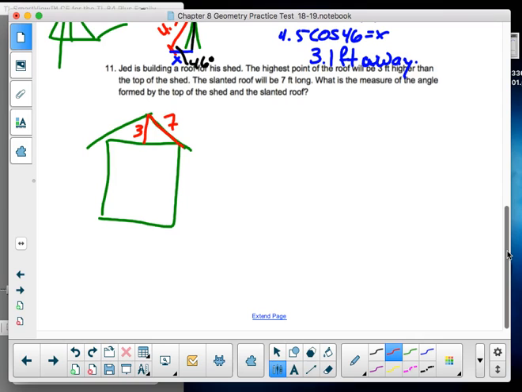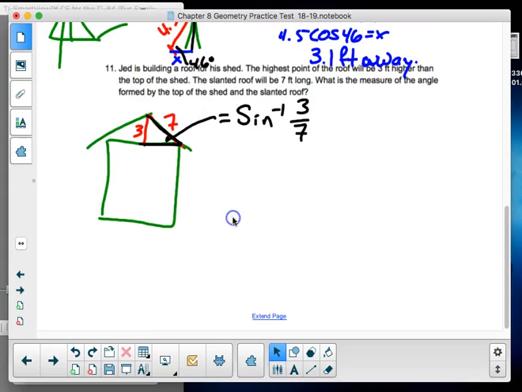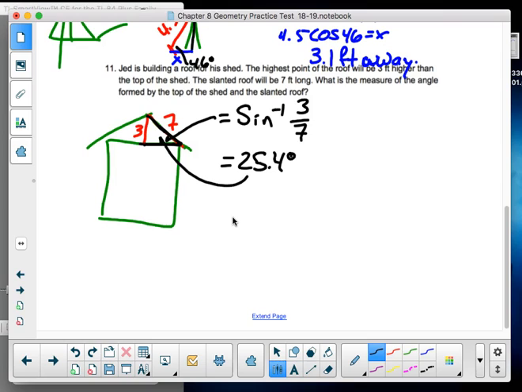What is the measure of the angle formed by the top of the shed and the slanted roof? So I'm looking for that angle. I'm here at this angle, and 3 is opposite, 7 is hypotenuse. So inverse sine of 3 over 7 is the angle we're looking for. I pop that in my calculator: inverse sine of 3 divided by 7. And I get 25.37. I'm just going to give it to you out to the tenth, 25.4. So the angle is 25.4 degrees. That's the measure of the angle formed by the top of the shed and the slanted roof.